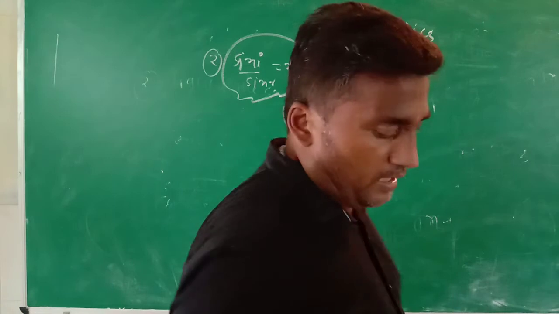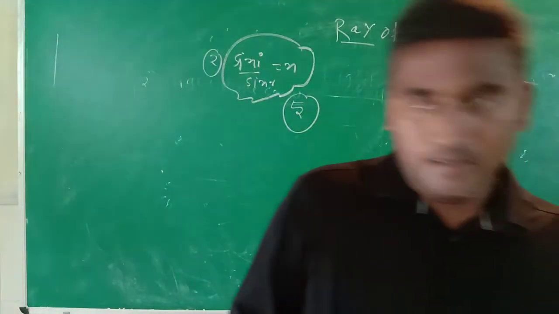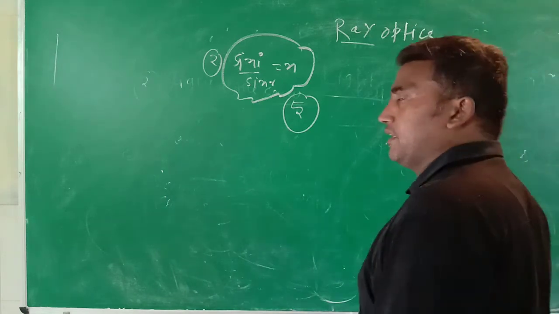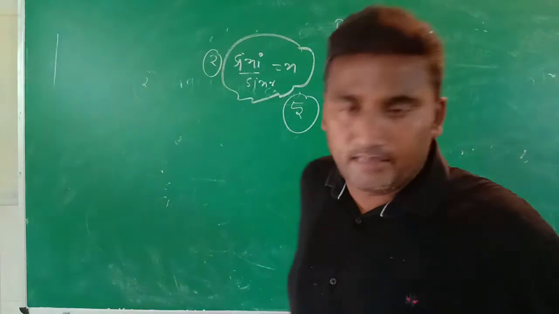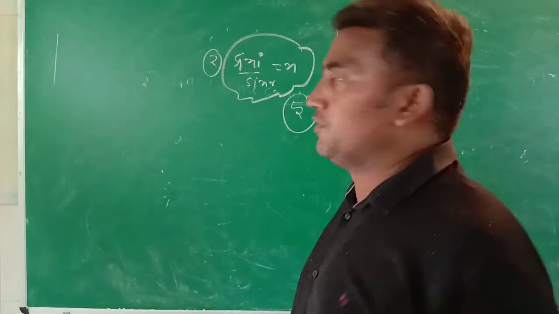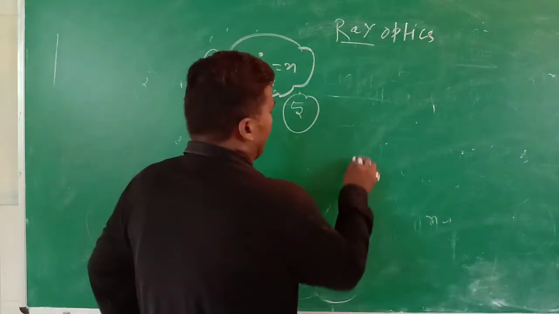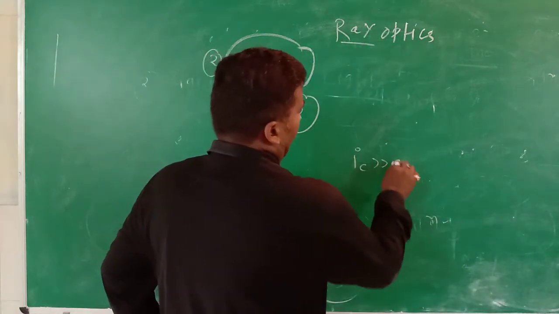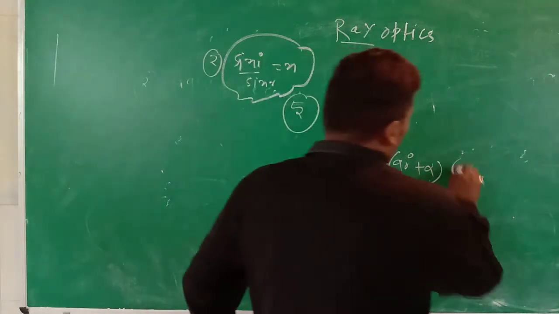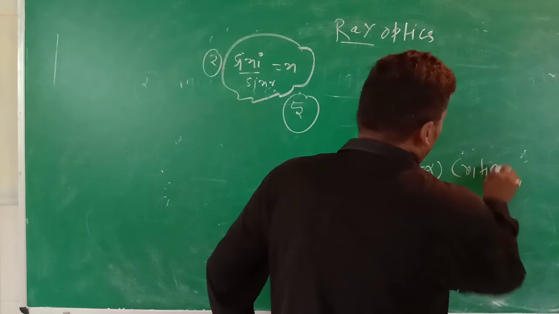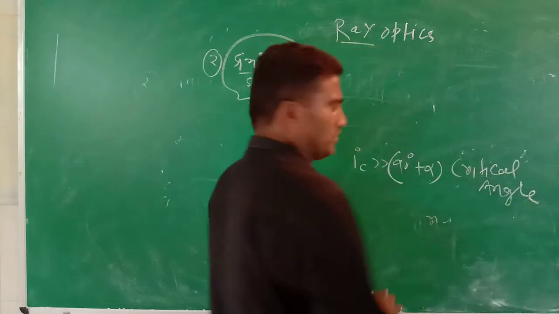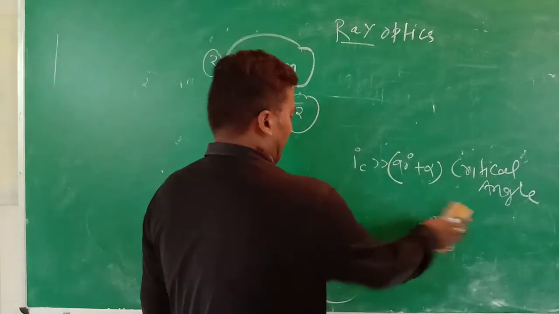We discuss another important topic in the properties of light, that is reflection, total internal reflection. What is total internal reflection? When the ray of light passes from the denser medium to the rarer medium, if the value of the incident angle i c is greater than the critical angle, the phenomenon is called total internal reflection.